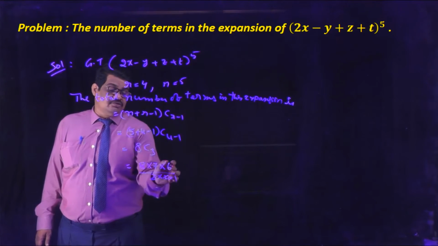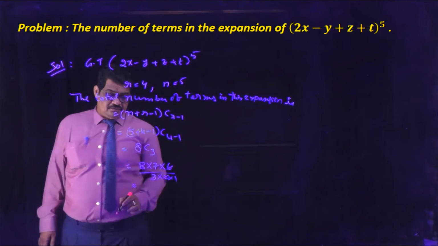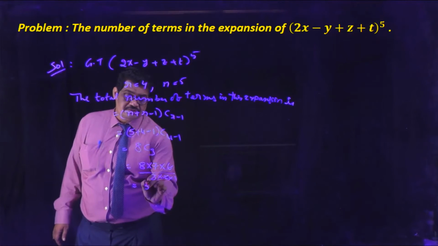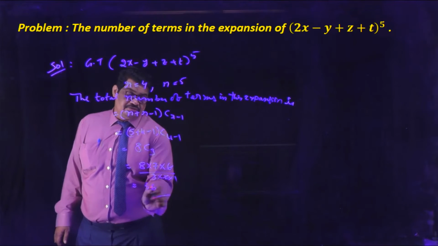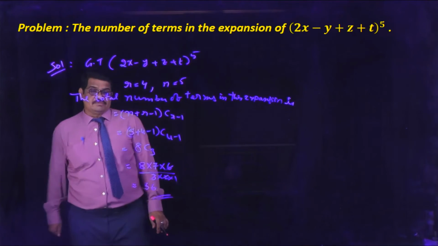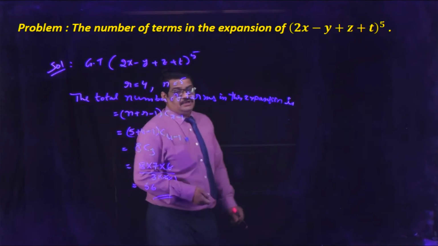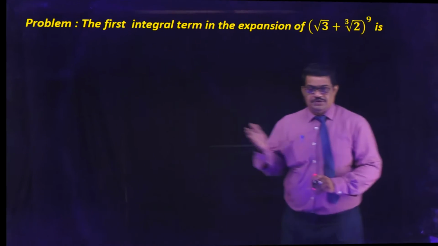3 2s are 6. 8 7s are 56. So the answer is 56. The total number of terms in that expansion is 56. Okay. So the next problem.